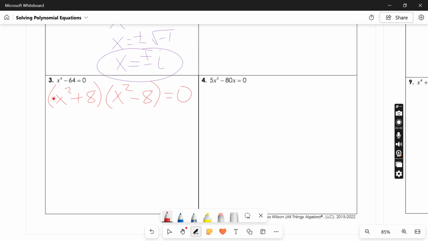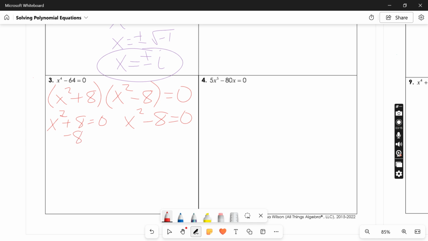Okay, so that x to the 4th is getting cut in half, but that 64 is getting square rooted. And one's positive, one's negative because it's difference of squares. x squared plus 8 can't factor any further, so I'm just going to set it equal to 0 and solve. And x squared minus 8 can't factor any further because 8 is not a perfect square. So I'm also going to set it equal to 0 and solve.